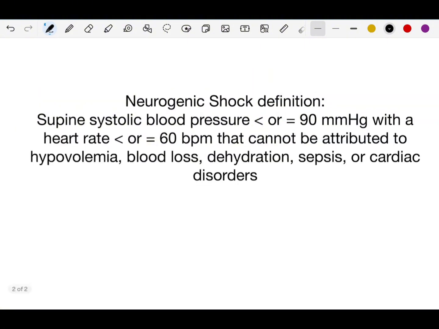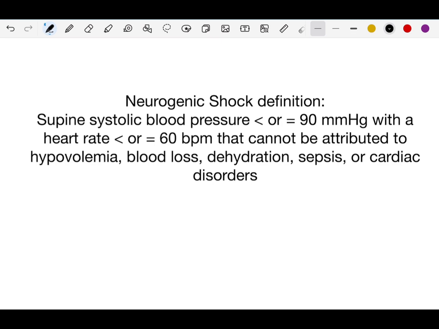So we discussed spinal shock, so then what is neurogenic shock? The definition of neurogenic shock is that it is supine systolic blood pressure less than or equal to 90 millimeters of mercury with a heart rate less than or equal to 60 that cannot be attributed to hypovolemia, blood loss, dehydration, sepsis, or cardiac disorders. So basically, neurogenic shock, you have a low blood pressure and a low heart rate.